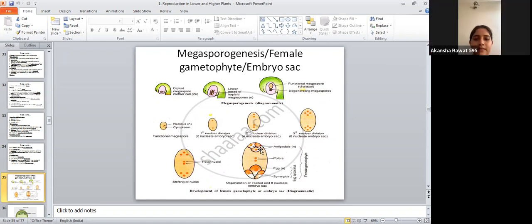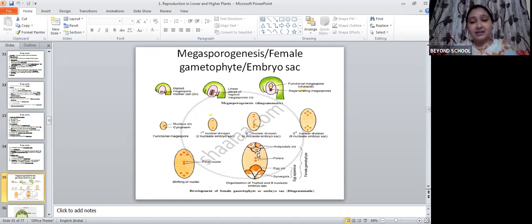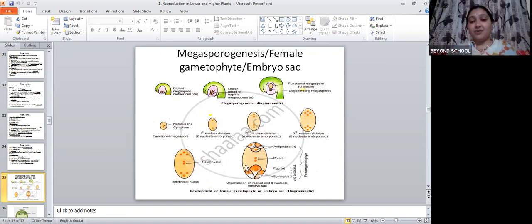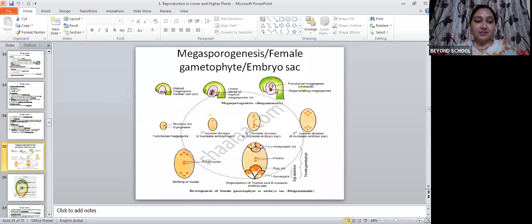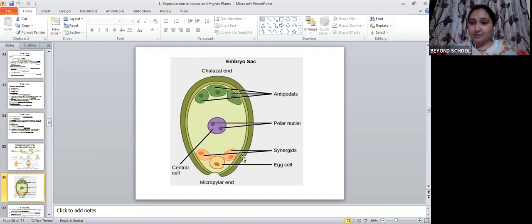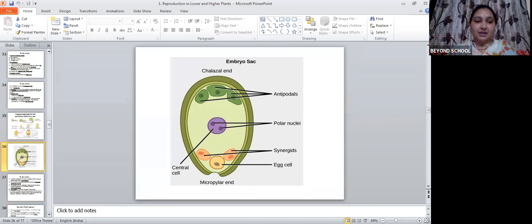The upper side is the antipodal, and the lower side is the synergids surrounding the egg cells. This is the formation of the female gametophyte. We also saw the whole diagram of an embryo sac. These are the two central cells, which are the polar nuclei. Near the chalazal end we have three antipodal cells. At the micropylar end we have three cells. In the middle we have an egg cell, and the egg cell is laterally surrounded by synergid cells.